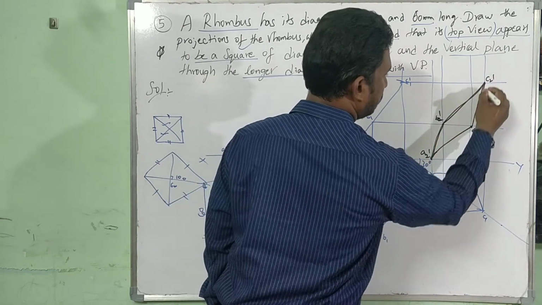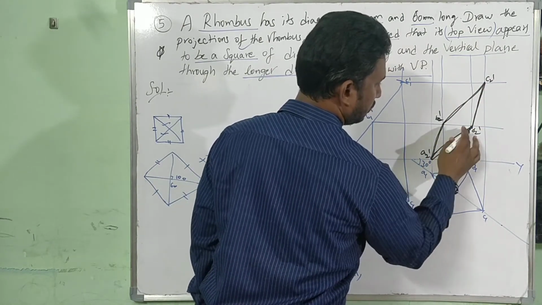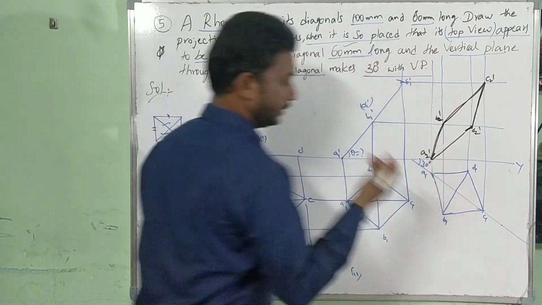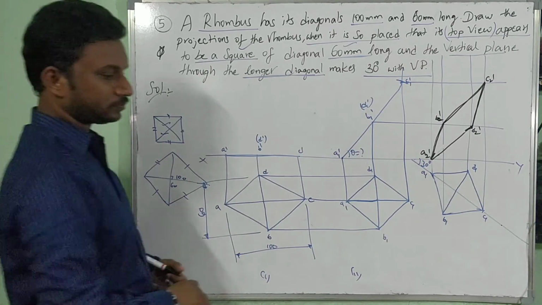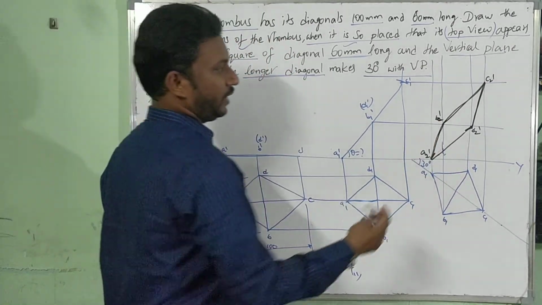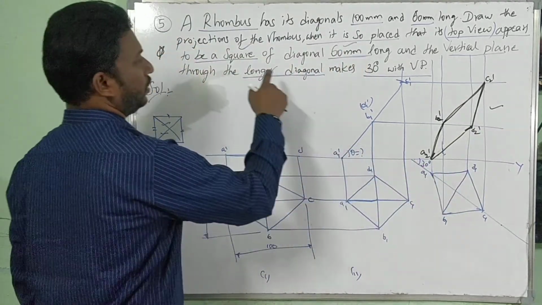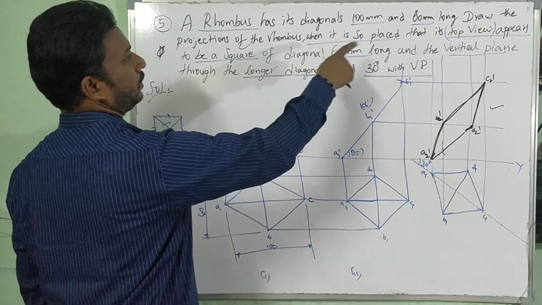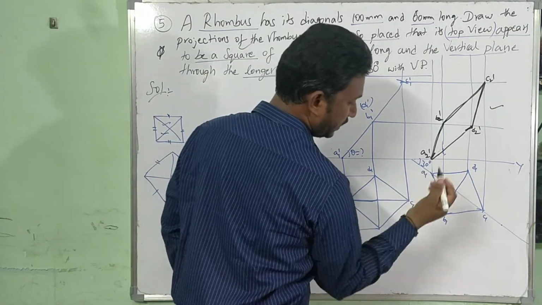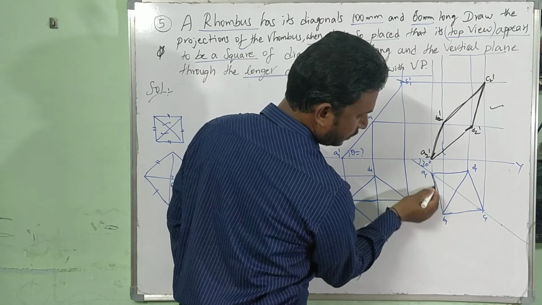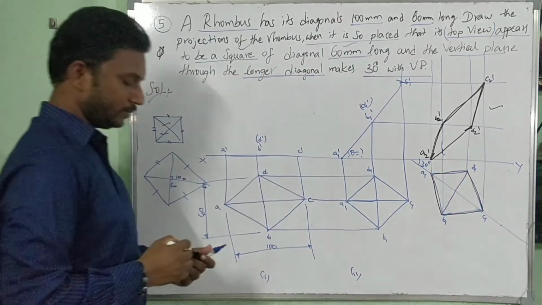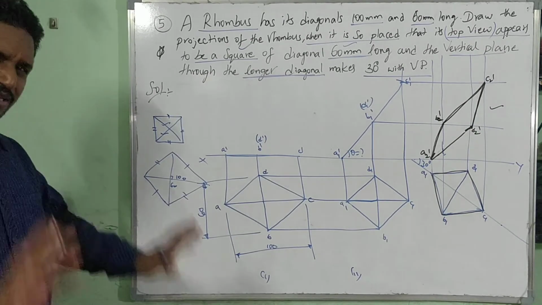Final, it will be like this. So final answer is final front view. See what he asked. Draw the projections of the rhombus. Projections means front view and top view. Now guys, remember, this also should be in thick. Hope you all understand. Very simple problem.